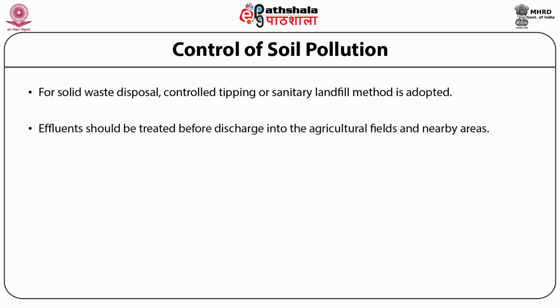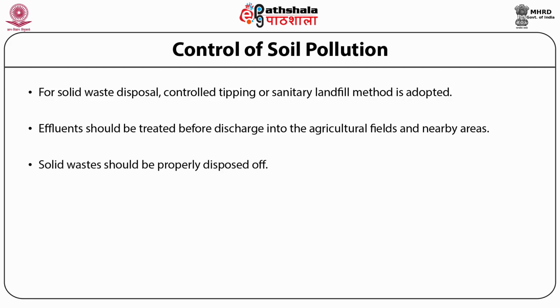Effluents also can be treated before discharge into the agriculture fields and nearby areas. You must have read in the newspapers that industrial waste is reducing soil fertility and the crops of those particular areas are getting damaged. So the solution is that if we treat that effluent and then release it to agriculture fields, it will become a fertilizer rather than adding to our woes.